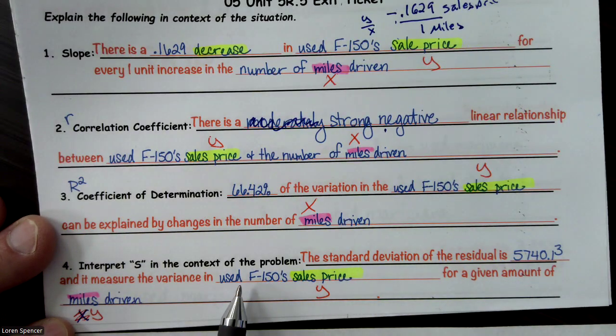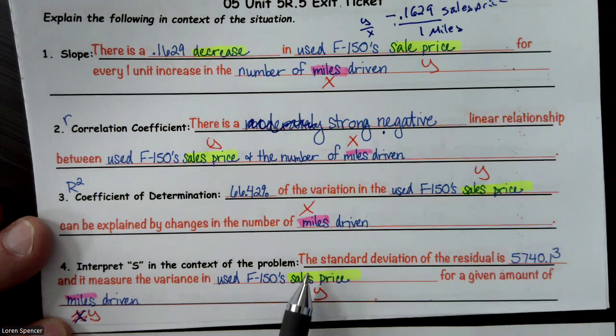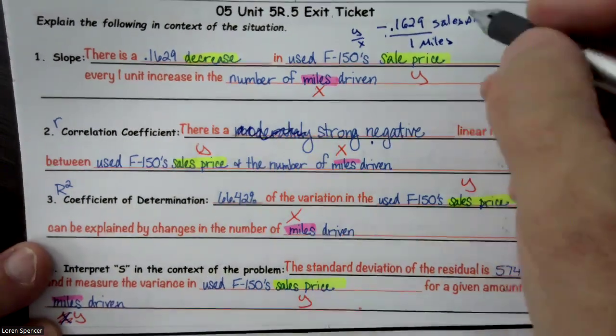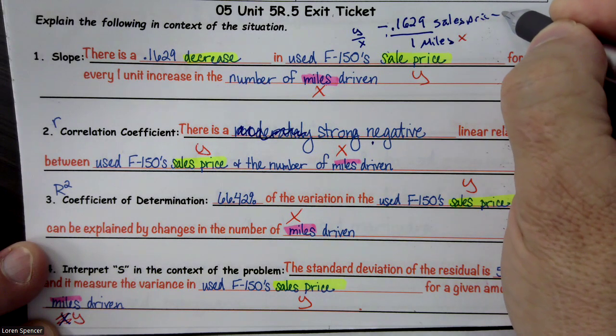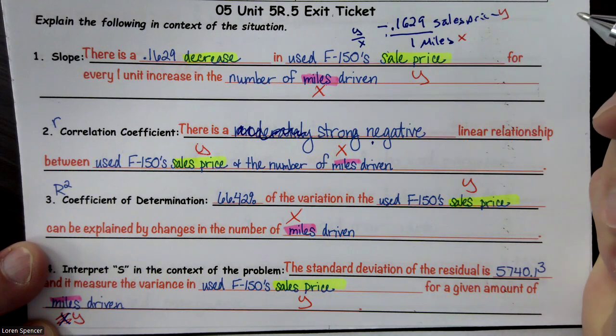All right. I hope that helped. I look forward to seeing you next time. But really, take the moment and go, hey, miles is in the denominator, that's our X, and sales price is Y, and that's in the numerator.